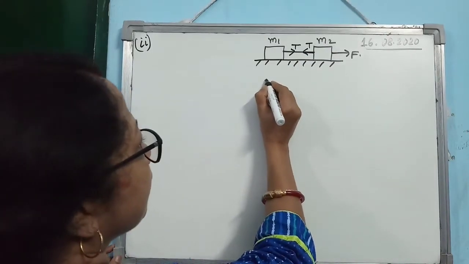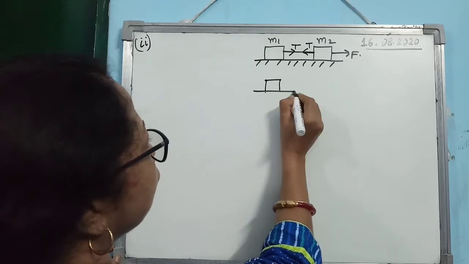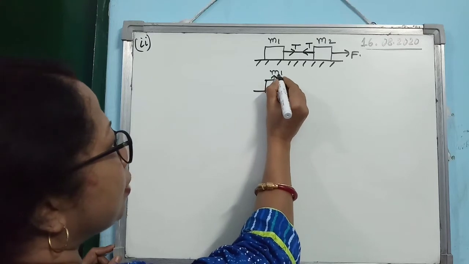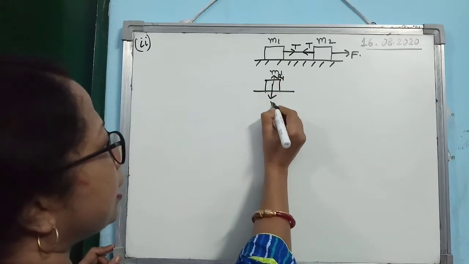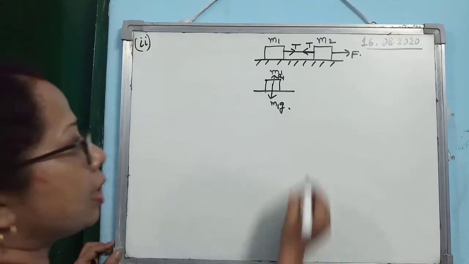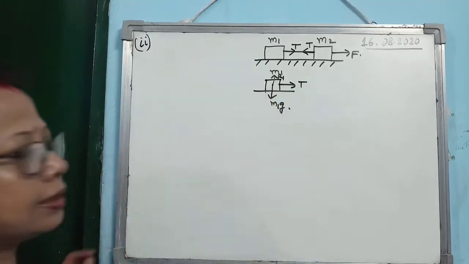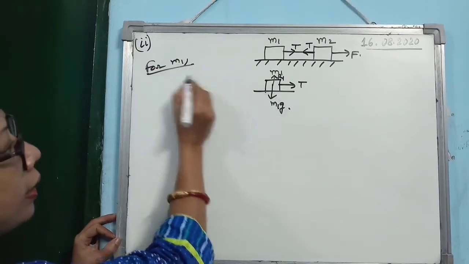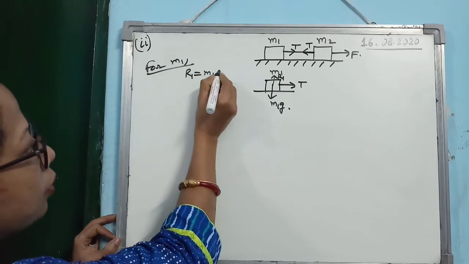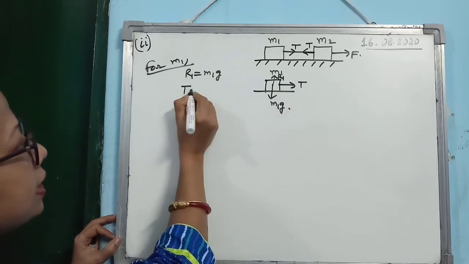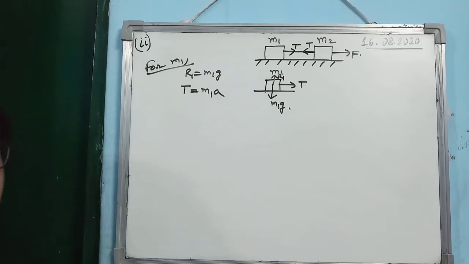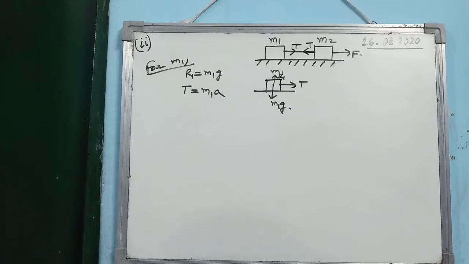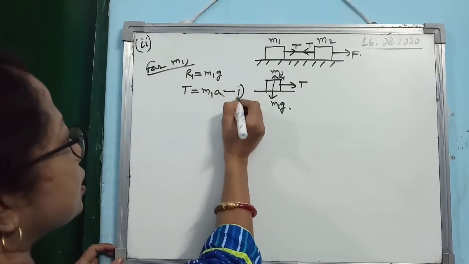So once again, if you draw the free body diagram for M1 and M2, then what will happen? For M1, again the normal reaction R1 is acting in the upward direction, M1G is acting in the downward direction, and tension T is acting in this direction. From the free body diagram, one can write R1 is M1G, and tension is equal to M1 into acceleration, because tension is the force which is creating acceleration in M1. Suppose this is equation 1.